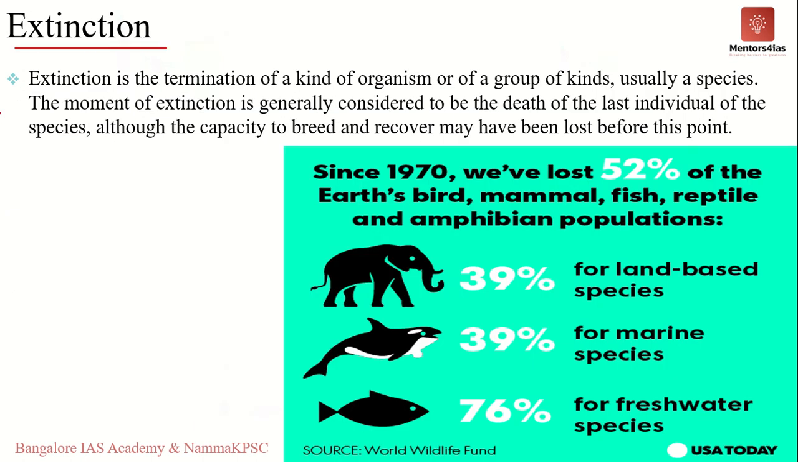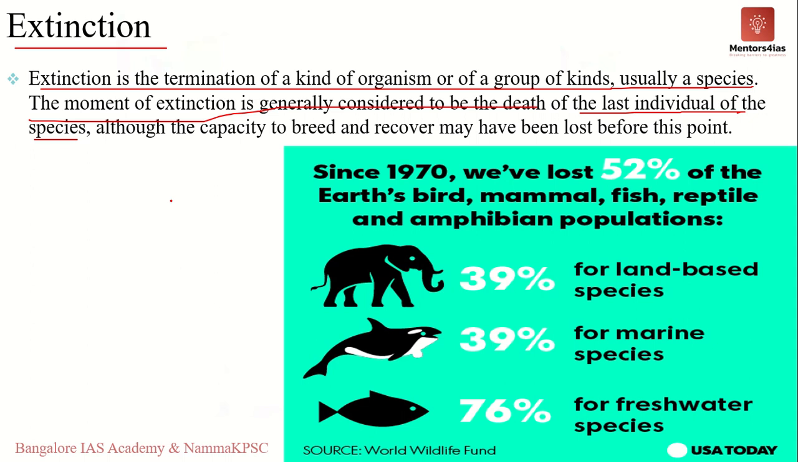Finally, we take up extinction. Very simple. Extinction is nothing but the cessation of existence of a species or group of taxa, reducing biodiversity on planet Earth. The moment of extinction is generally considered to be the death of the last individual of that species. Now, the reasons for extinction could be several. It could be habitat degradation, it could be climate change, it could be disease, it could be predation, it could be competition, genetic pollution, etc.